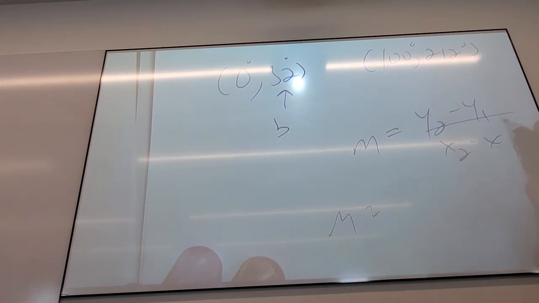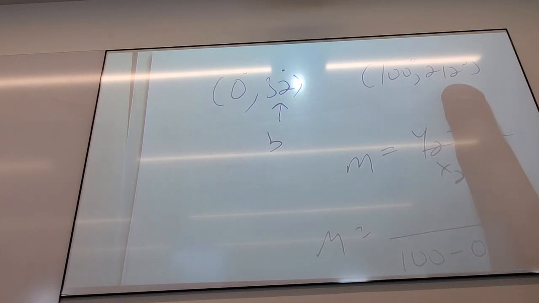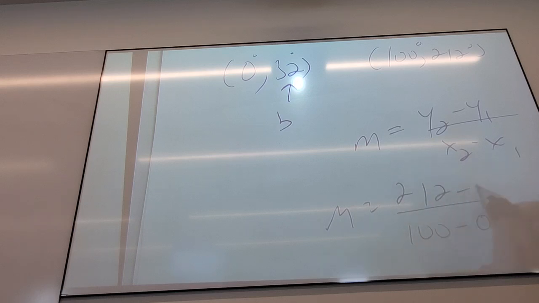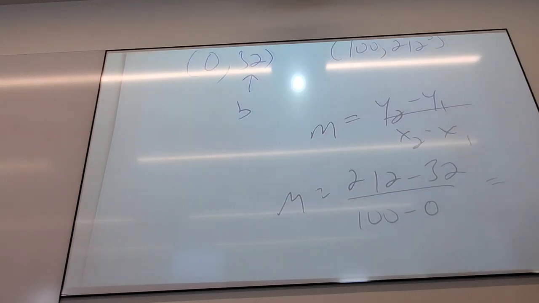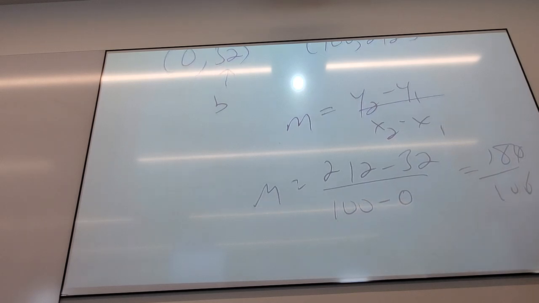So on the bottom would be 100 minus 0. So it went from 0 to 100. And on the top would be 212. This is where it ended up, minus where it started. Yes? Yes. The crowd goes wild. This is 180 over 100, which is 18 over 10, which is 9/5.